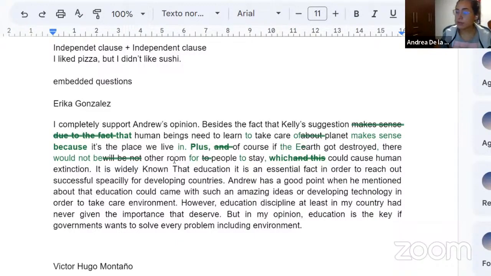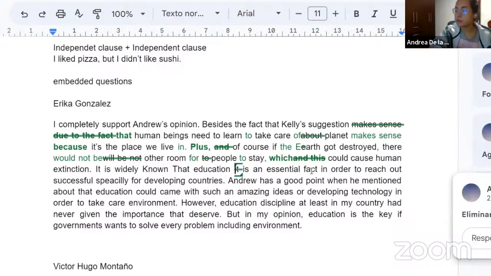Then let's continue reading. It is widely known that education is an essential tool in order to reach out.